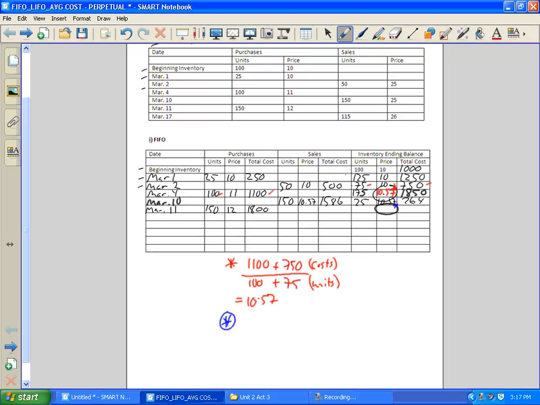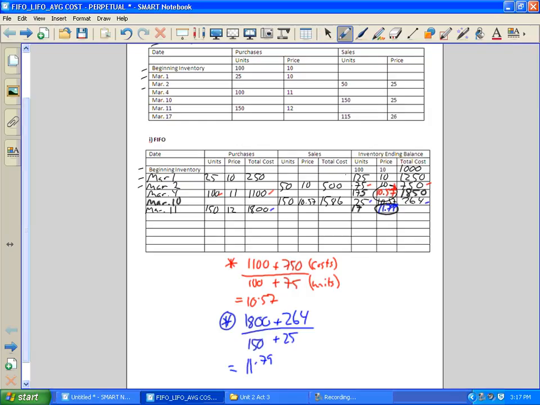What we're going to do is take the $1,800 that we just bought. That's the value of the inventory we just added. And we're going to add $264 to that, which is what's sitting here. The $264 is the ending inventory value on March the 10th. Then we're going to add 150 units to the 25 units, which are already sitting right here in inventory. And that gives us an average cost of $11.79. So that $11.79 gets placed in the price column for ending inventory.